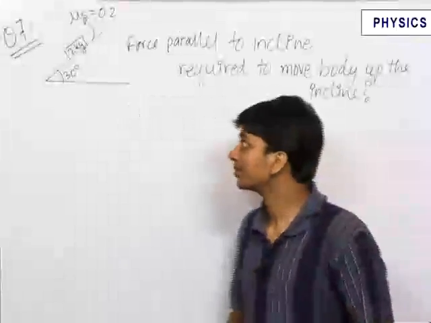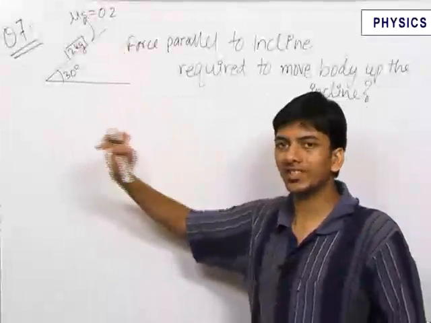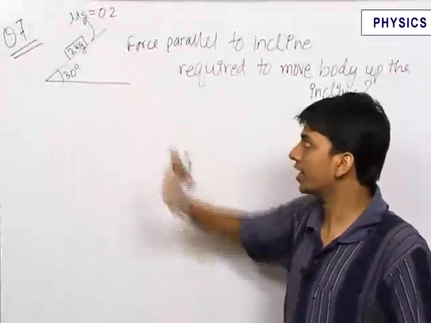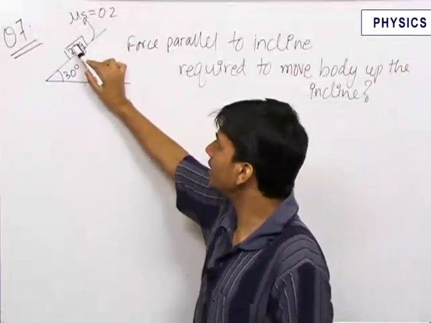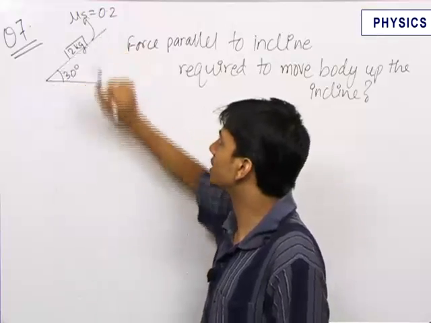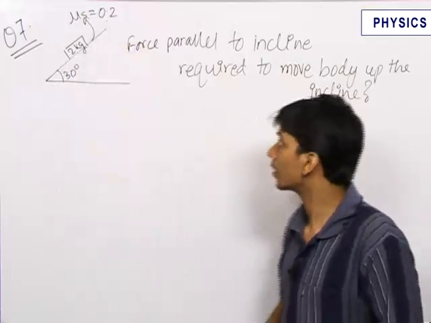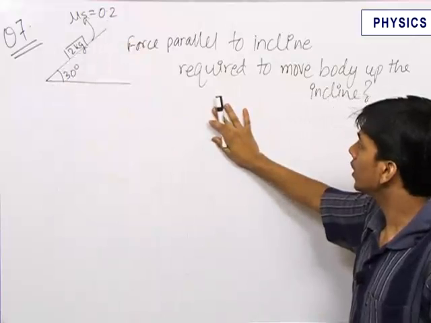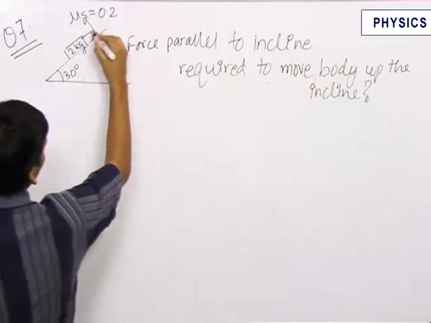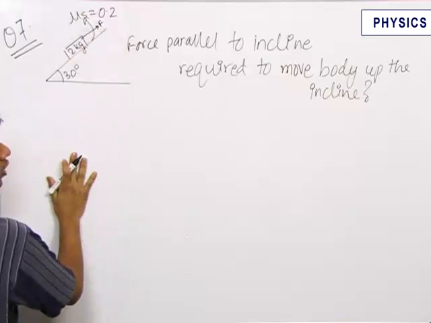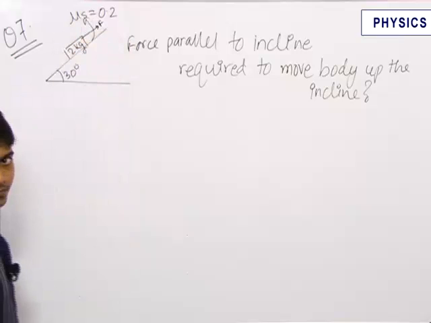In this question, we have a 2 kg block which is lying on a wedge of angle of inclination 30 degrees. The coefficient of static friction between the block and the surface of the wedge is given to be 0.2. We need to find the force parallel to the incline which is required to move the body up the incline.